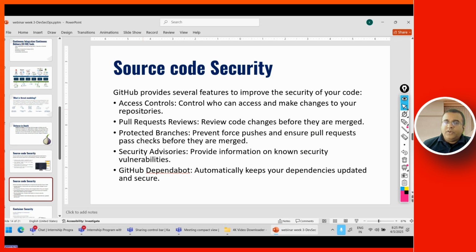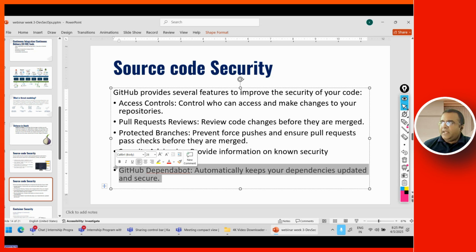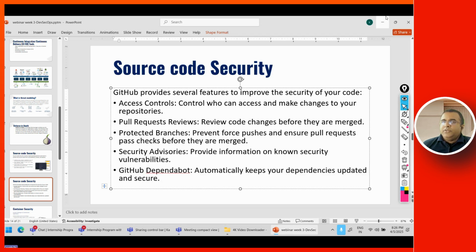Right? Access control, pull requests, protected branches, security advisories, right? So look at that and automatically keep your dependencies up to date and secure. Right? This is basically again SCA, software composition analysis. That is where you look at what the different dependencies are that need to be taken into account. Usually, you're going to get something like an SBOM, which is a software bill of materials. Look at all the components that are used, then make sure everything is up to date. You have to be very, very careful of that.